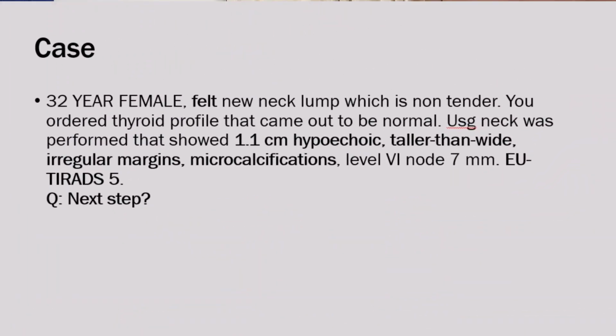Here is a case scenario: a 32-year-old female presented in OPD and felt a new neck mass which was non-tender. You ordered a thyroid profile which came out to be normal. USG neck was performed that showed a 1.1 centimeter hypoechoic, taller than wider nodule, which was labeled as EU-TIRADS 5. At the end of this video, you will be able to answer this very confidently.